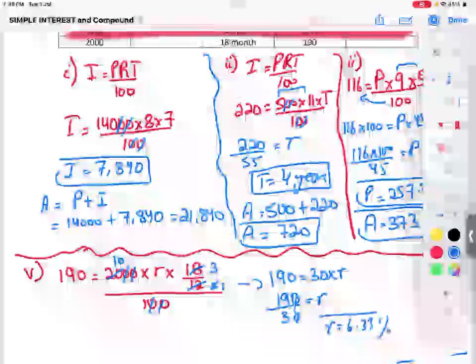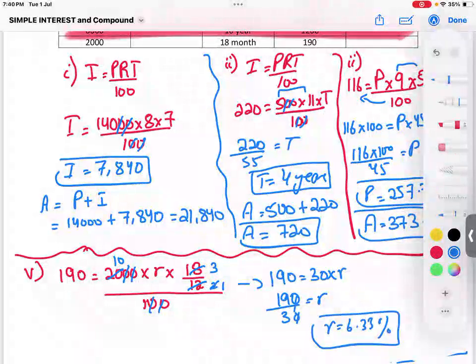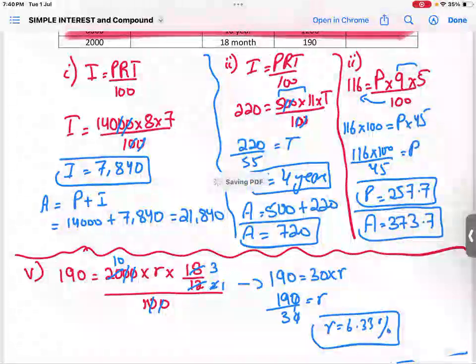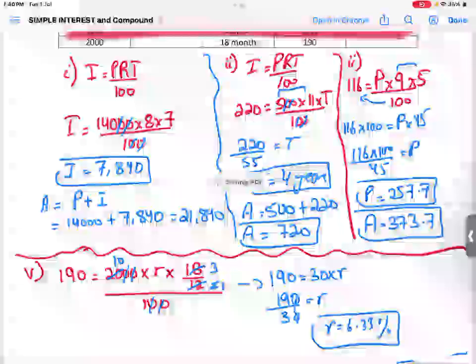6.33% will be the final answer. Okay, so I hope everything is clear in this. Now we will do some past paper questions related to the simple interest topic. And as I told you, these questions are recent past paper questions. So we will solve, starting with question number 1 of the past paper.